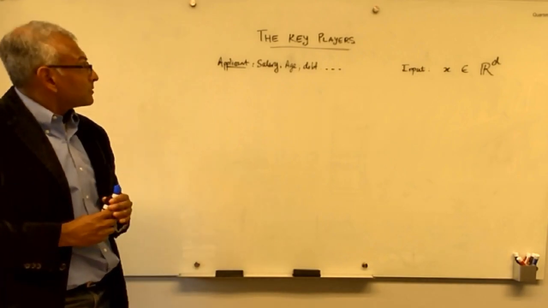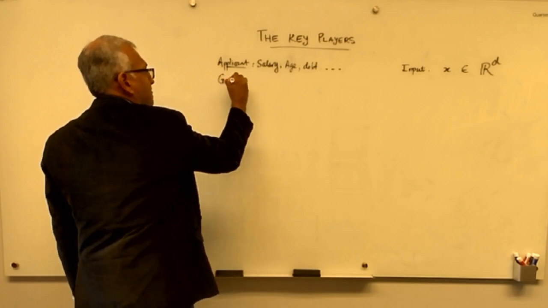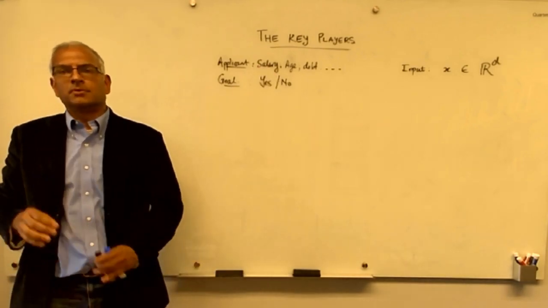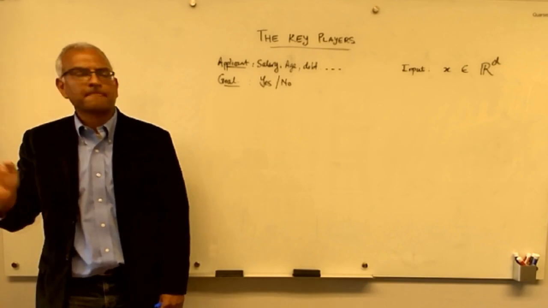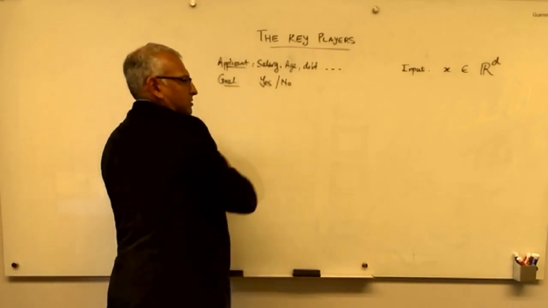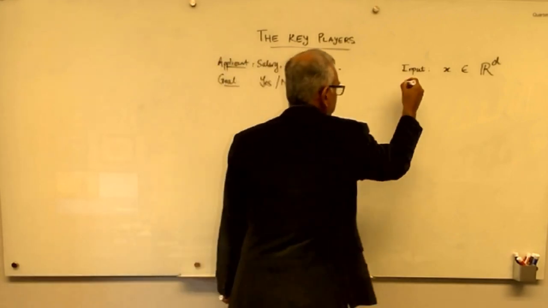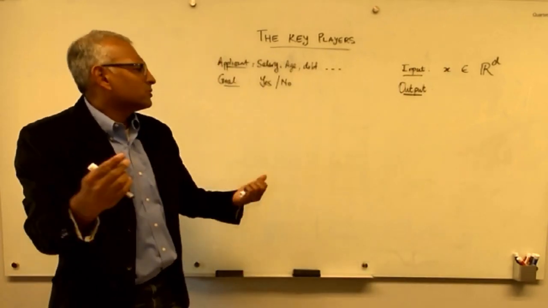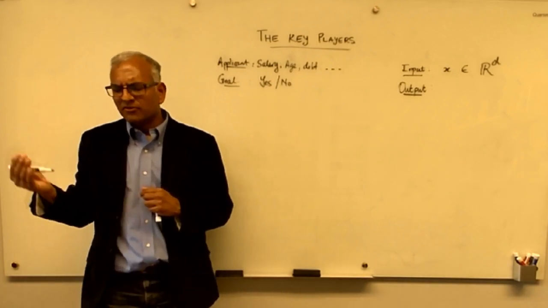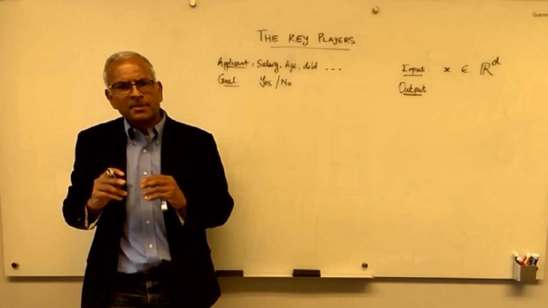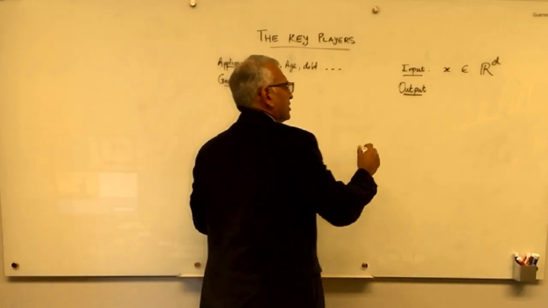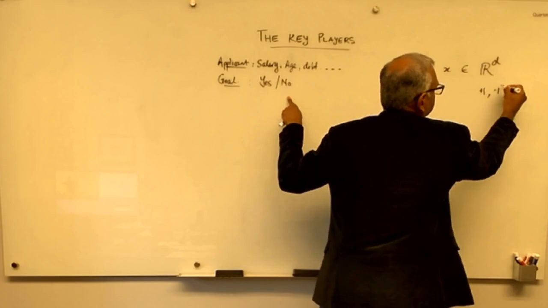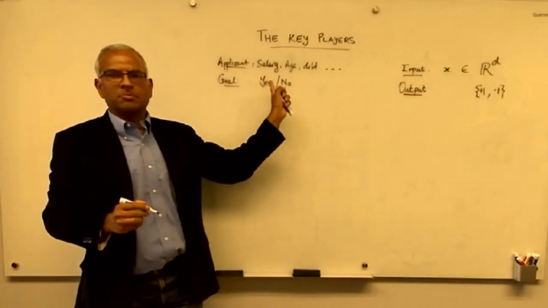Now, what's the goal? The goal is to say yes or no in this particular case. Should you approve for credit or not? This decision we're going to call the output. Now we could encode the output as yes or no, but it's generally more convenient to exclusively live with numbers. And so an equivalent way of encoding yes or no is just to say plus one for yes or minus one for no. So the output is either plus one or minus one.